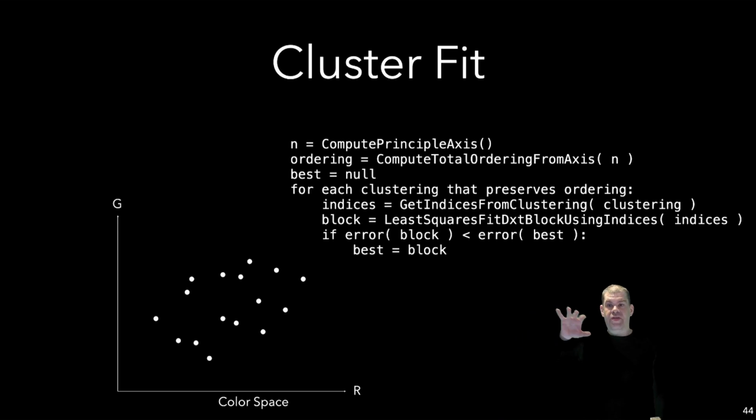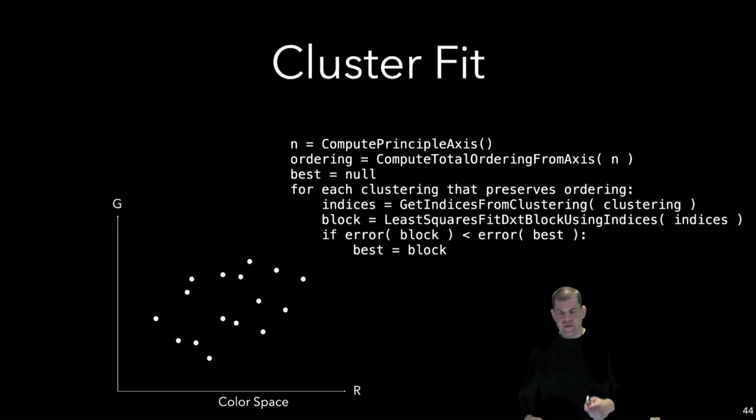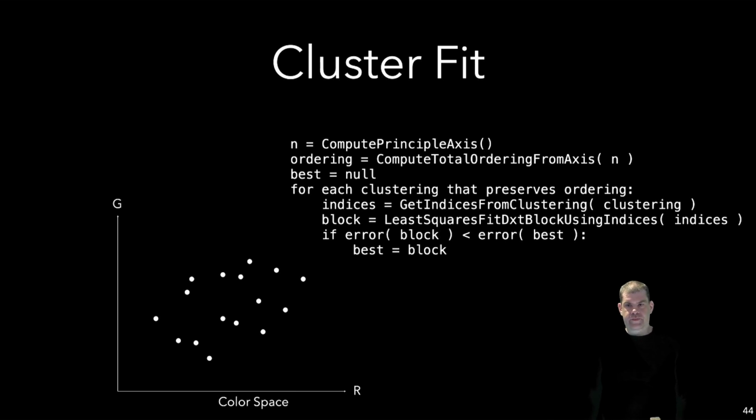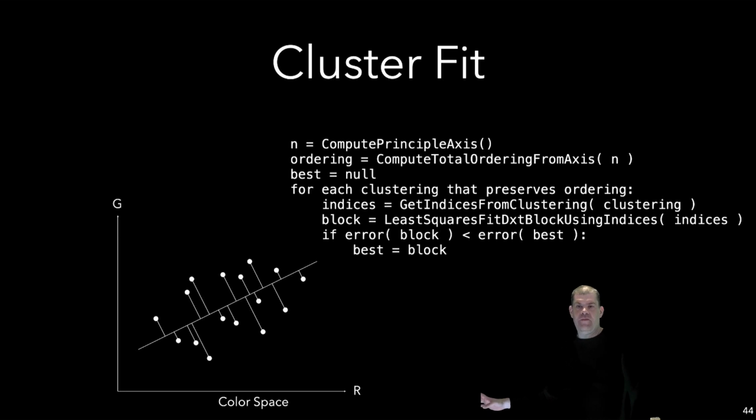The other thing that's a little bit better is what's called cluster fit. It's a similar idea, but it tries to optimize in a more global fashion. The first thing is the same. Again, we compute the principal axis. It's the same idea. We project the points onto the principal axis. Again, same thing. But now we iterate over all potential clusterings.